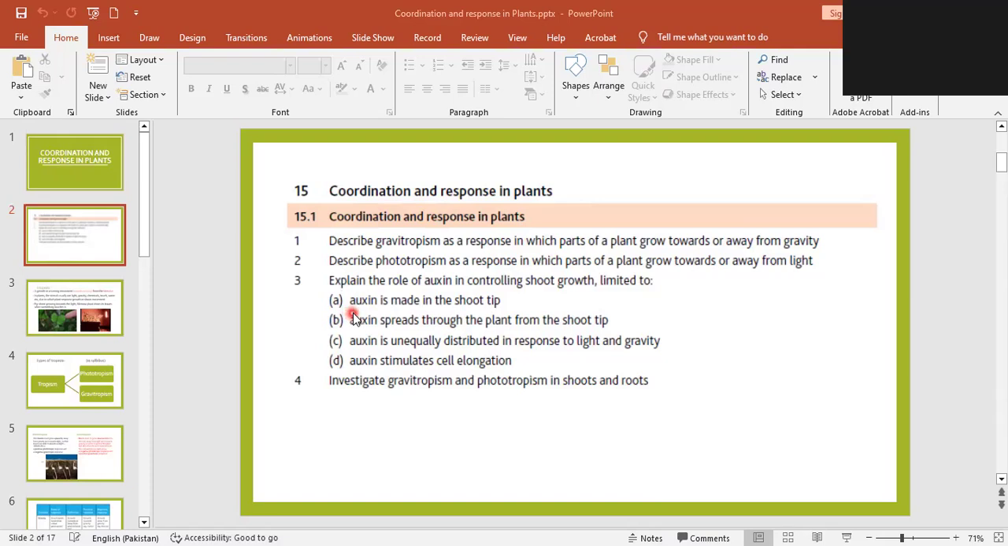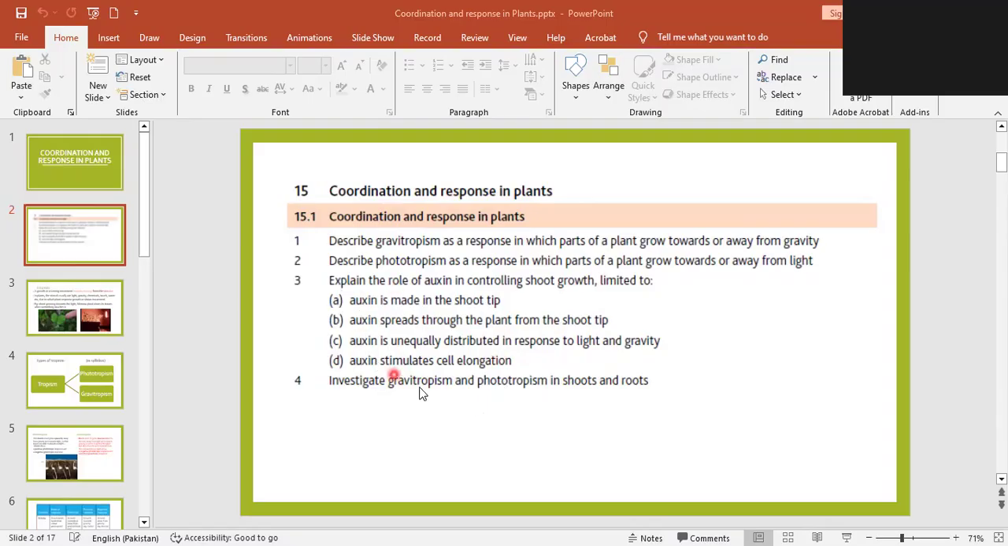Your understanding about auxin, the examiner says, should be based on these four points. Auxin is made in the shoot tip. Auxin spreads through the plant from the shoot tip. Auxin is unequally distributed in response to light and gravity. Auxin stimulates cell elongation. And the fourth point is to investigate gravitropism and phototropism in the shoots and the root.